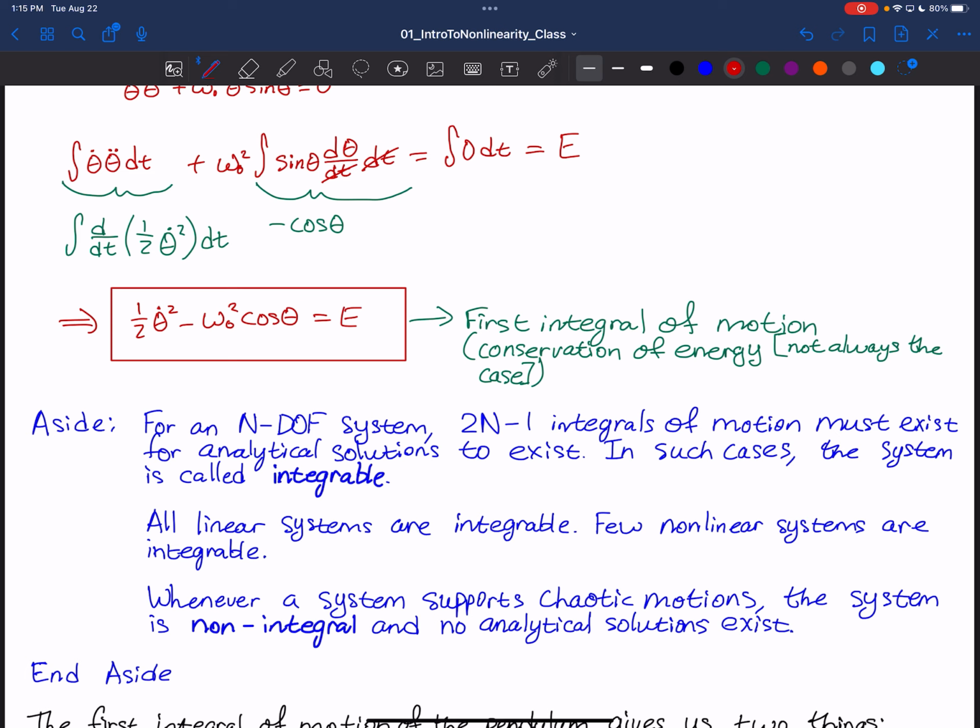And in this case, it's the conservation of energy, but first integrals of motion are not always conservation of energy. They're often conservation of energy, but not always. All right, any questions on what we've done so far?